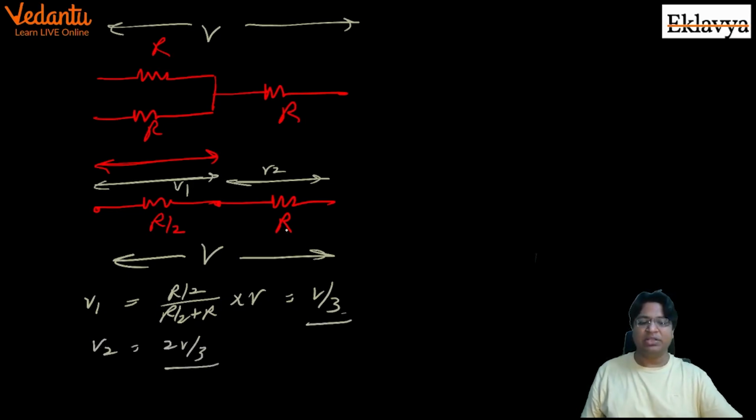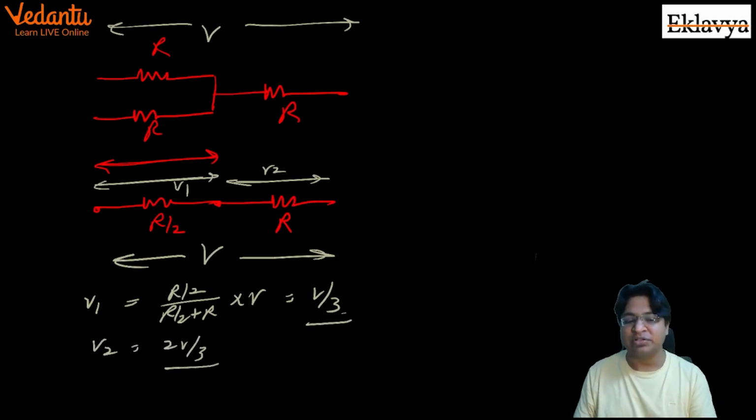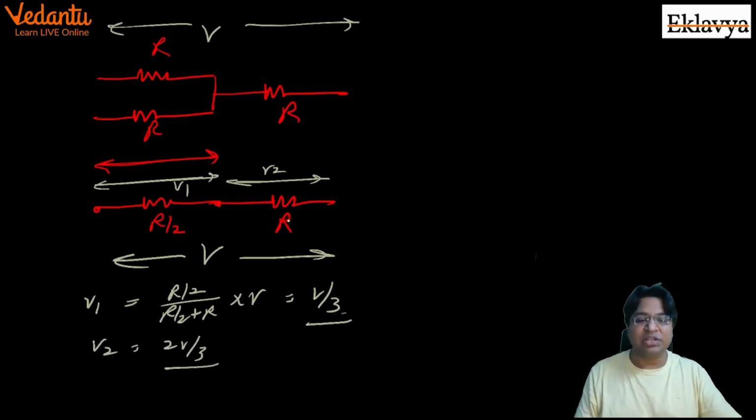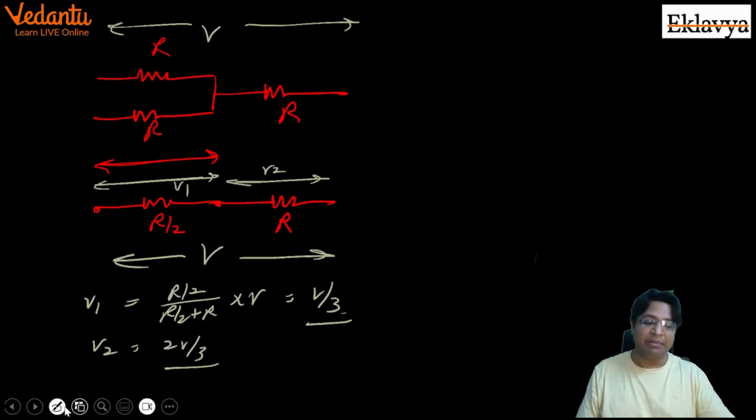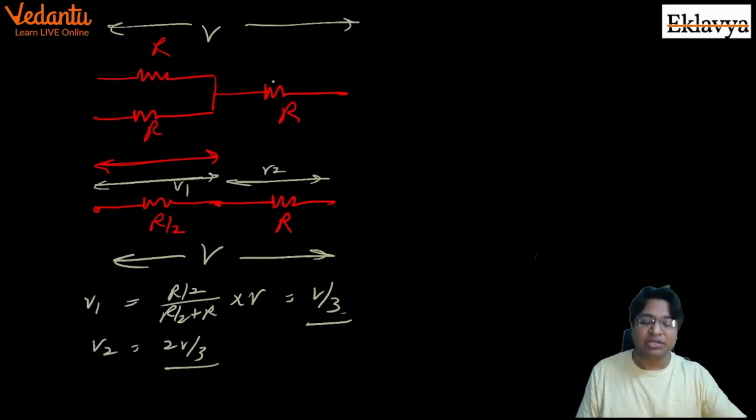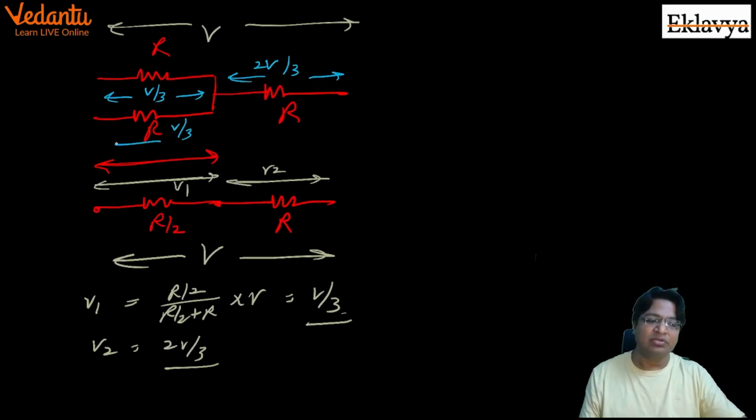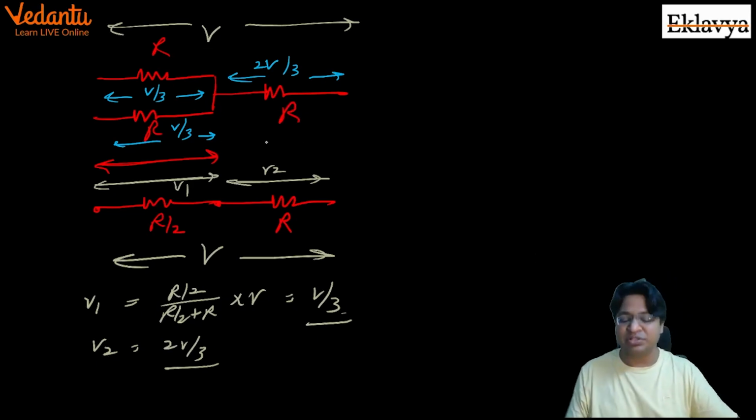So we can clearly see that this resistance is getting more potential difference across itself. So this resistance has more chance of getting damaged. So if I go back to the original circuit, if we apply V potential difference on this combination, this will have 2V by 3 across itself, and these two will have V by 3 across itself. So among the three, this has more potential difference across it at any instant of time, so this has more chances to get damaged.